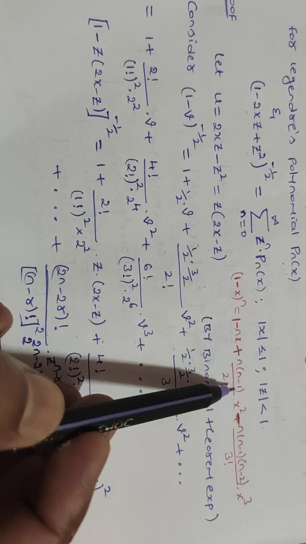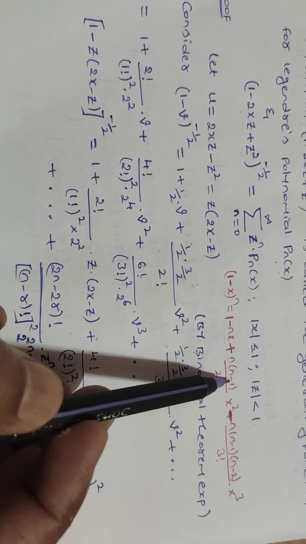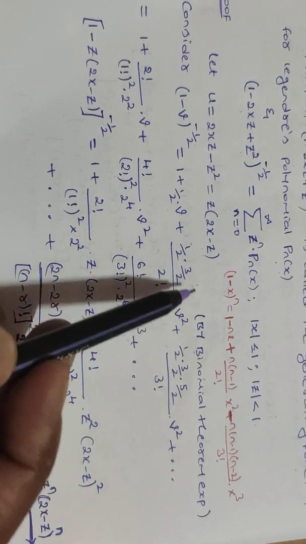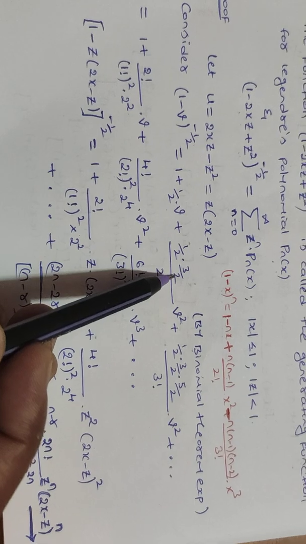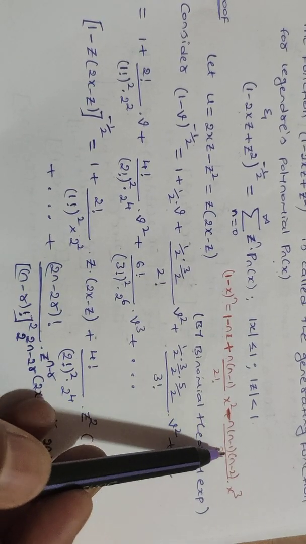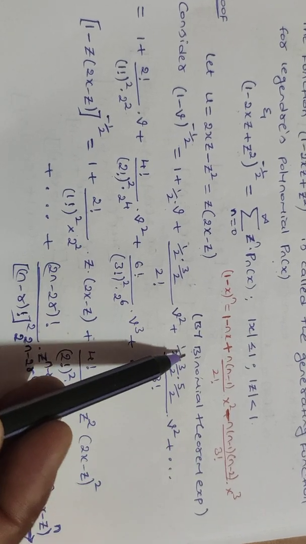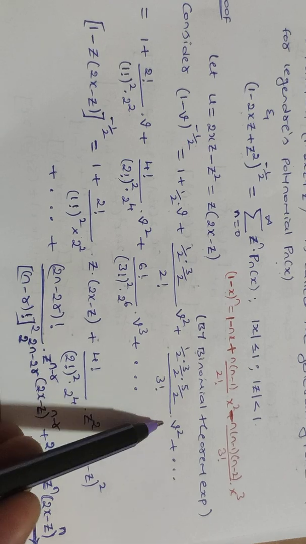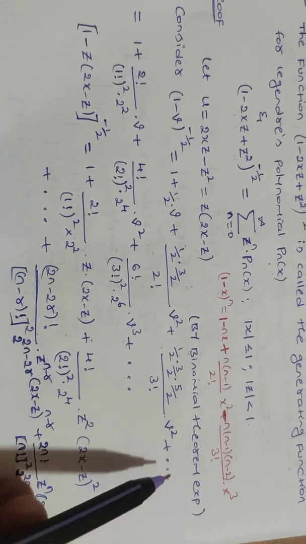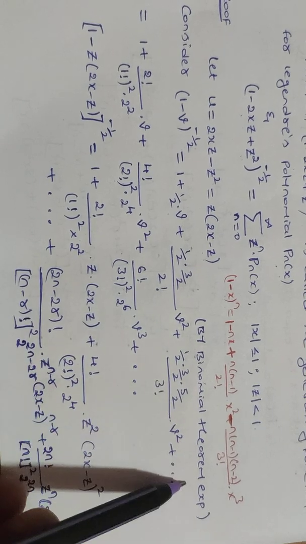n minus 1 will be minus 3 by 2. Minus 3 by 2 into minus will become plus 3 by 2. Therefore, we write half into 3 by 2. Here n minus 2 once again is minus 3 by 2 minus 5 by 2. Therefore the term takes the form of 1 by 2 into 3 by 2 into 5 by 2 divided by 3 factorial into u cube. So this is the expansion we have considered by using the binomial theorem.